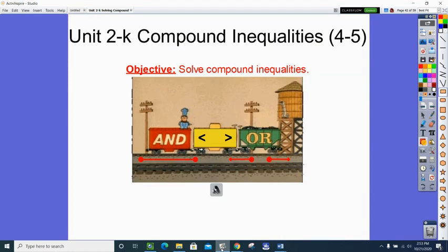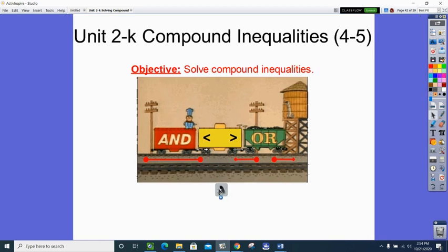So today we're going to take it one step further with our inequalities and talk about solving compound inequalities. So this kind of ties to an idea that we hear about in LA called a conjunction.